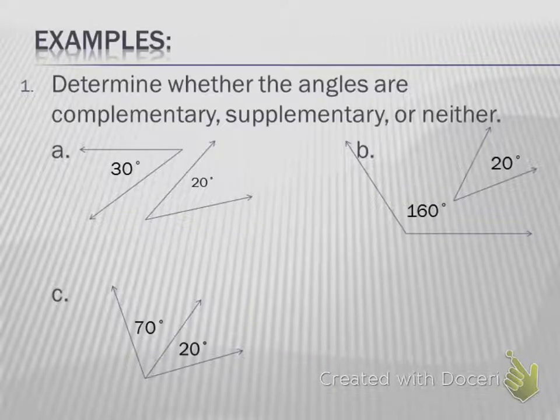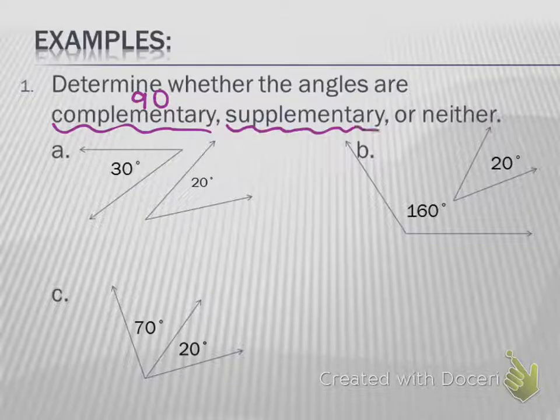Just takes a second. Complementary angles add to what? 90. Good. So if the 2 angles add to 90, we're going to call them complementary. Supplementary angles add to what? 180. So if the 2 angles add to give us 180, we're going to call them supplementary. And then any number besides 90 and 180, we're going to say neither.